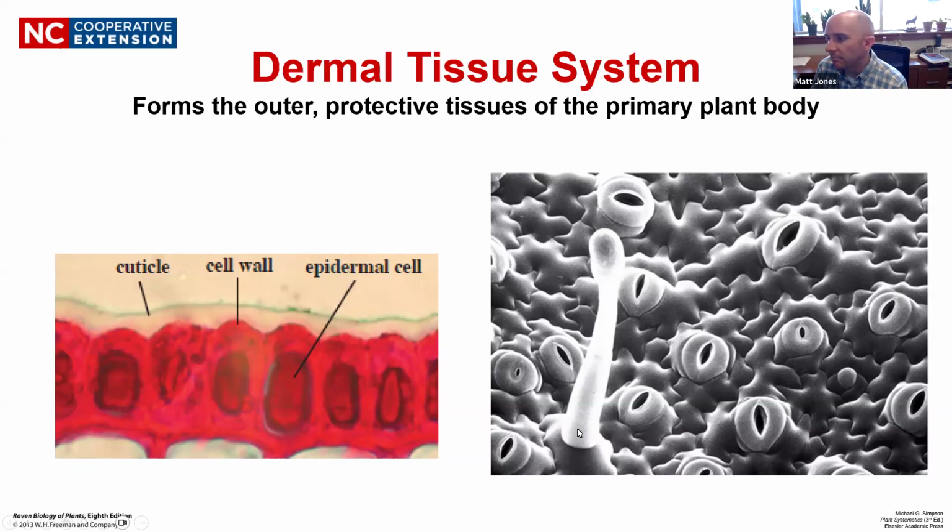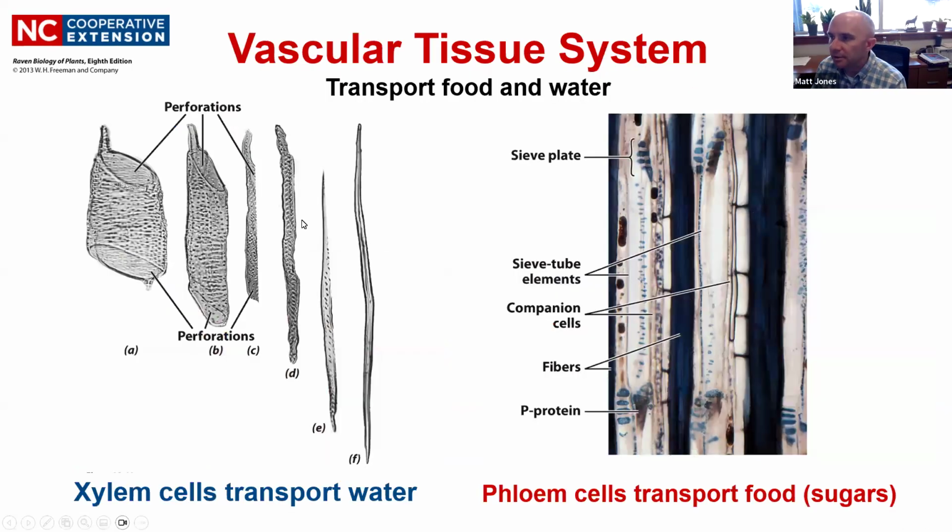They can provide retention of water vapor close to the surface to increase humidity, things like that. In some cases, hairs can reflect light too, like in some desert plants. And then the vascular tissue system consists of xylem and phloem cells, like I mentioned.